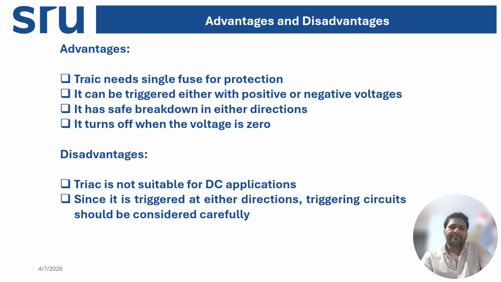So advantage and disadvantage of TRIAC. TRIAC needs a single fuse for protection. It can trigger with either positive or negative voltage. It has safe breakdown in either direction. It turns off when the voltage is zero. And disadvantage, TRIAC is not suitable for DC application since it is triggered in either direction. Trigger circuit should be considered carefully.